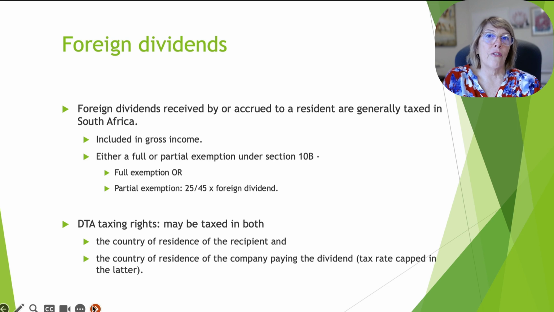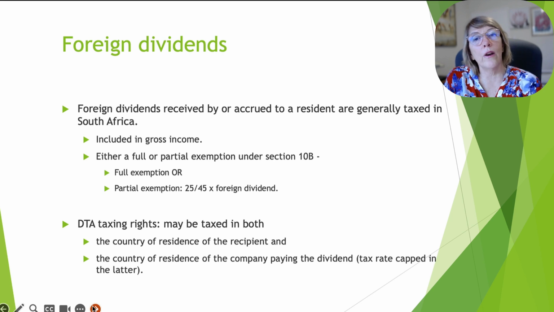Foreign dividends, all right, so you invest in companies outside South Africa. Here we've got very specific rules that apply for foreign dividends. So foreign dividends received or accrued to a resident will be taxed in South Africa. It's included in gross income. Then you look at the exemption, and there's a possible exemption under Section 10B. And actually there's two parts. 10B2 talks about a full exemption in certain circumstances. 10B3 talks about a partial exemption.